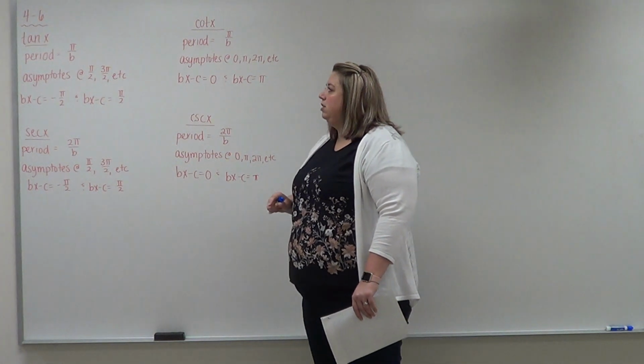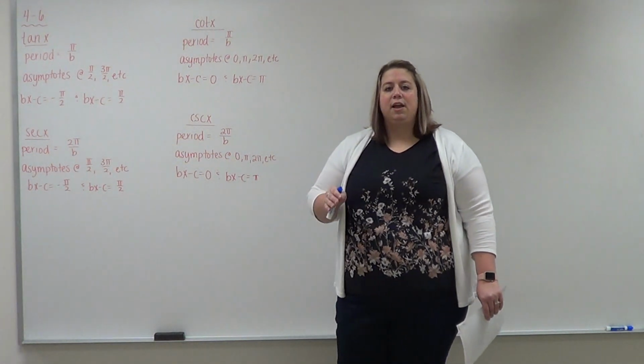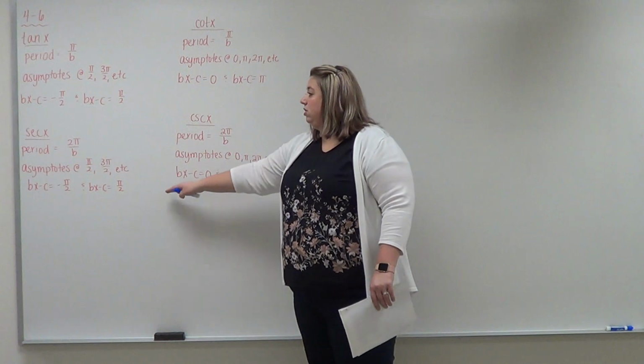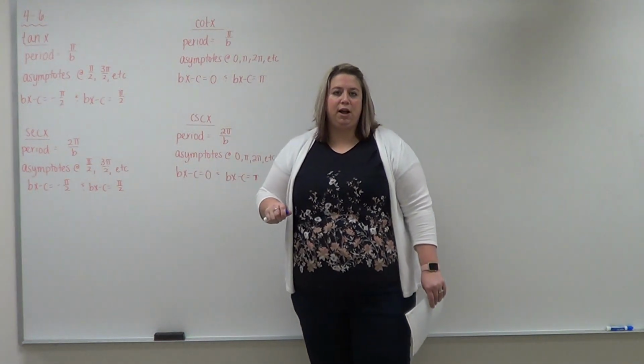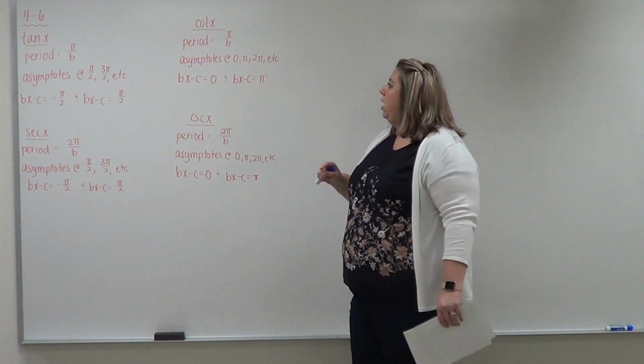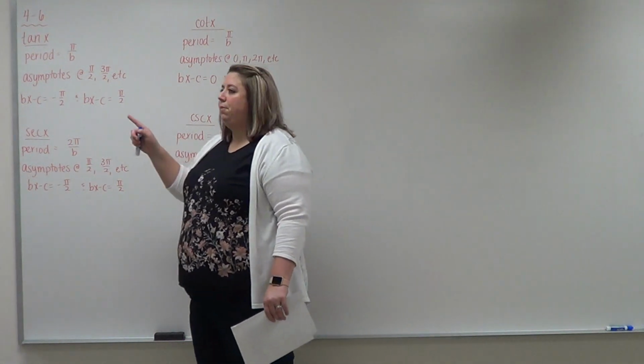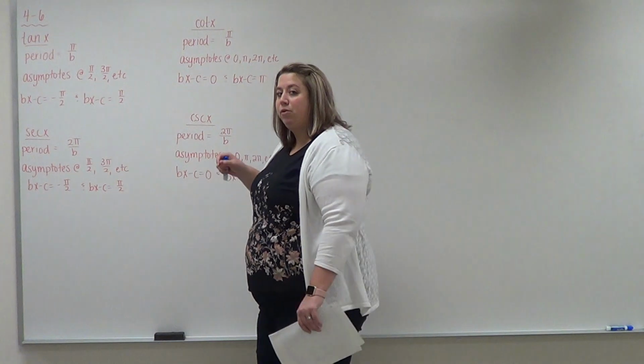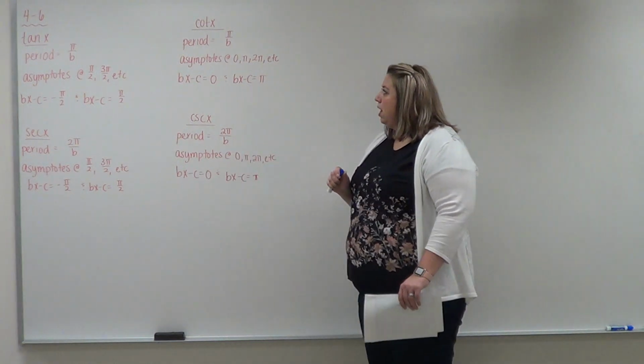Sine, cosine, and even secant and cosecant have a period of 2 pi. Tangent and cotangent's normal period is pi. So to find the period, you're going to take pi divided by b. Remember, b is the number that's in front of x.